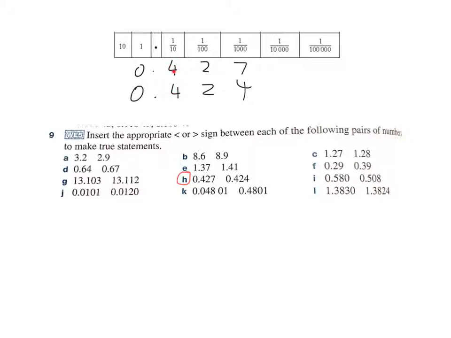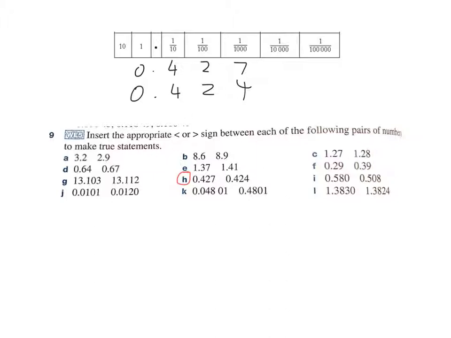If they're still equal, if they're still the same number, that means you need to move over now to the next place value, which is the hundredths. So again, in this case, the hundredths for both numbers is the number 2. Again, that means we have to now go over to the next place value. So the next place value is the thousandths. Now, here we have different numbers. We have a 7 and a 4.